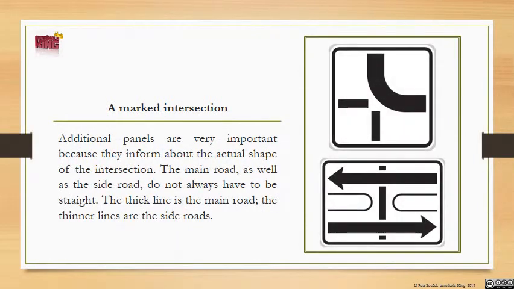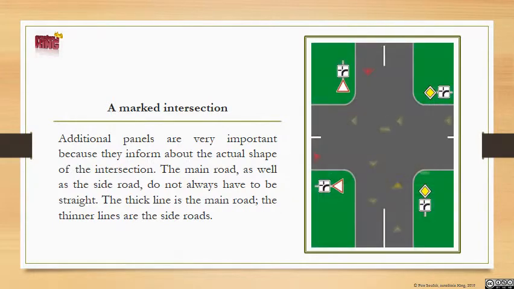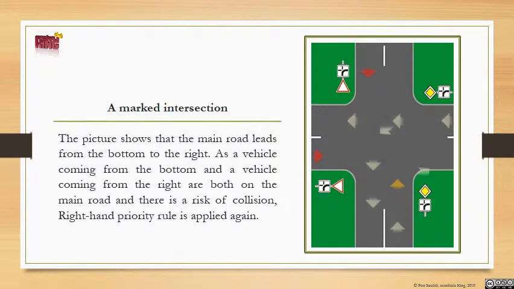Additional panels are very important because they inform about the actual shape of the intersection. The main road, as well as the side road, do not always have to be straight. The thick line is the main road, the thinner lines are the side roads. The picture shows that the main road leads from the bottom to the right. As a vehicle coming from the bottom and a vehicle coming from the right are both on the main road, then there is a risk of collision. Right-hand priority rule is applied again.